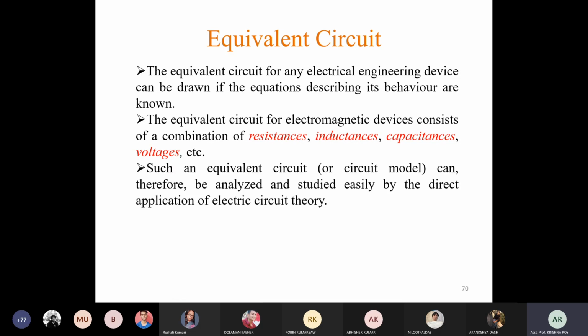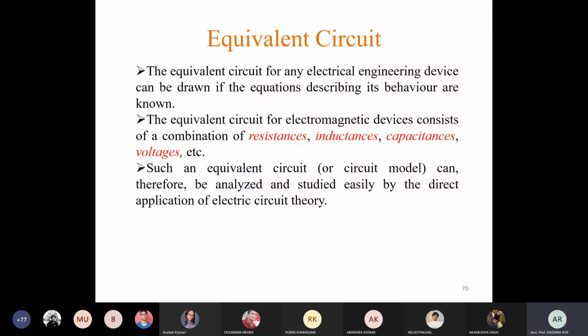circuit theory only. Here the equivalent circuit of any electromagnetic device consists of a combination of resistances, inductances, capacitances and voltages and some other elements also. So it is a very simple representation of any complicated electromagnetic device. We can apply it only where we can apply circuit theory.